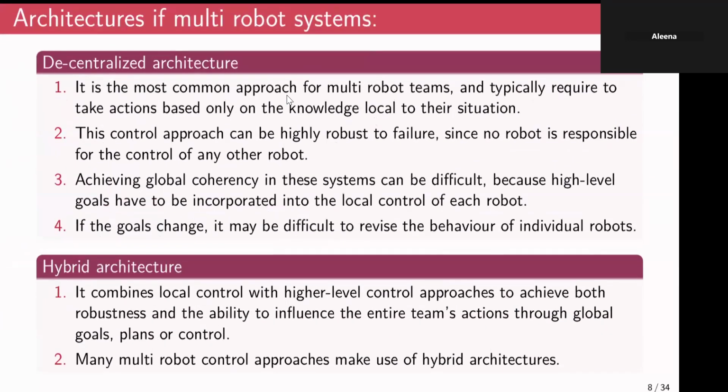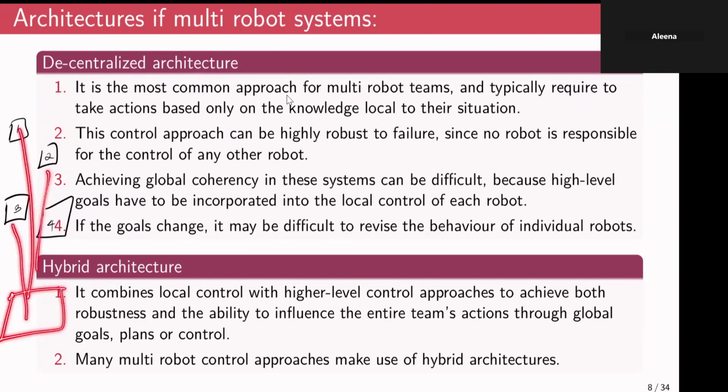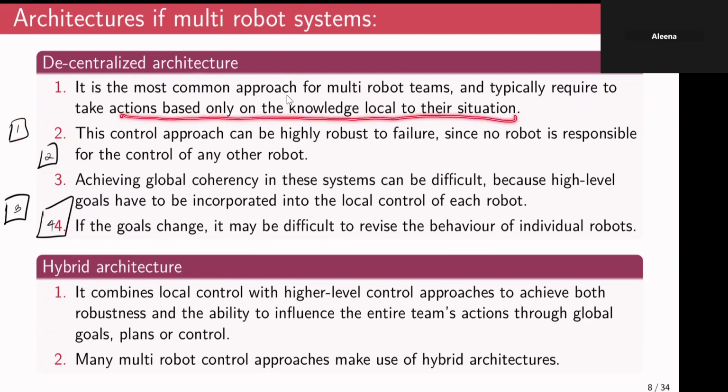Then we have something called the decentralized architecture. The first point is that it is the most common approach for multi-robot systems, and robots typically take actions based only on the knowledge local to their situation. In this case, we have a multiple robot system, and it is not really required to communicate with a central server. The tasks for each robot would be clearly specified. It is not necessary to delegate the task from a central server, right? Each of the robots is programmed to do a specific task, and it's not required to have communication among each other, so they take actions based only on the knowledge local to their situation.